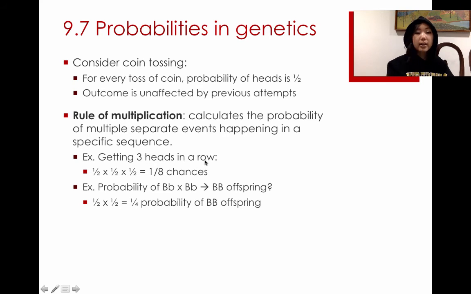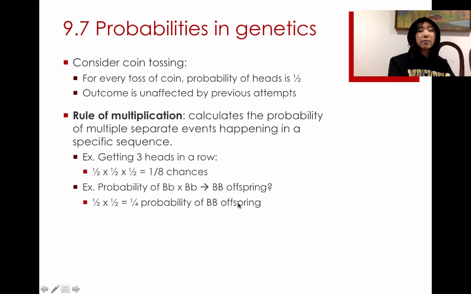This applies to genetics when you want to predict a specific offspring. Let's say you cross 2 heterozygous parents, and you want to predict if you can get a homozygous dominant offspring. The chance that you would get one big B, the dominant allele, from one of the parents is 50%. And the same goes for the other one. The chance that you're going to get the dominant allele from this parent would be 50%. So if you multiply those two 50%, you have 1 in 4 chances of getting a homozygous dominant offspring.